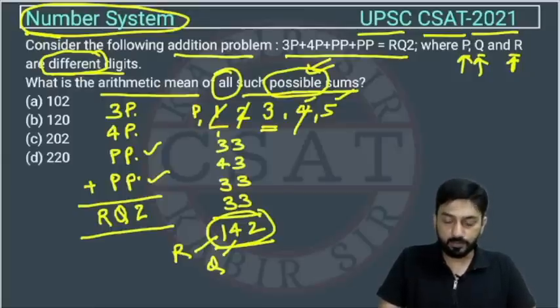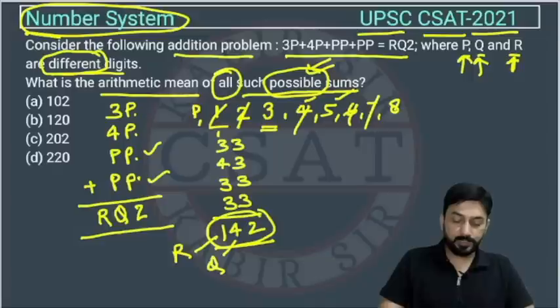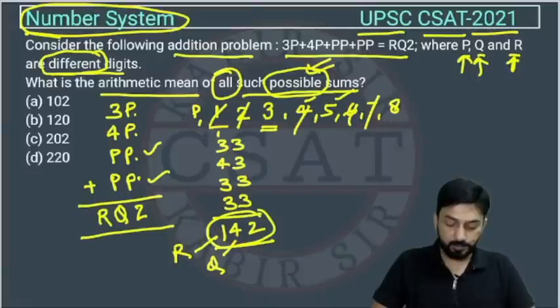Now 6. If we are putting 6, 6 is possible or not? 6 plus 6, 12 plus 6, 18, 18 plus 6, 24. So it's not possible. 7, 7, 7, 14 plus 21 plus 28, right? 7 is also not possible. Now 8. 8 plus 8, 16 plus 8, 24 plus 8, 32. So this is possible. P value can be 8 also.